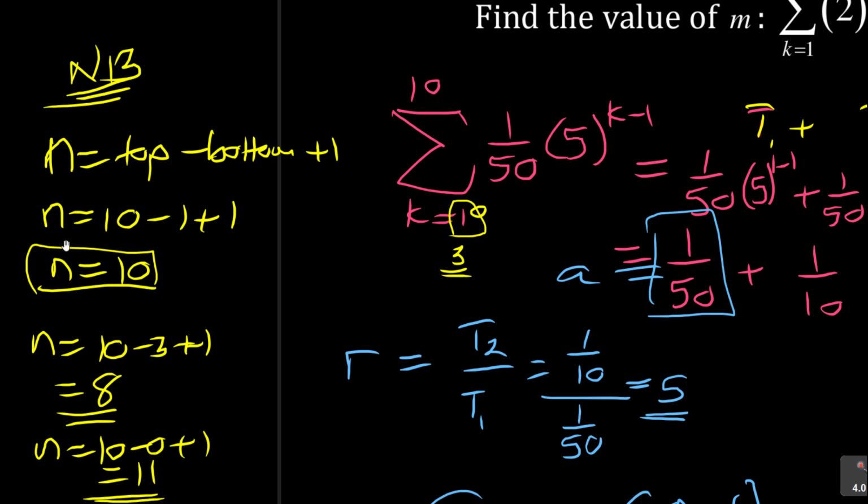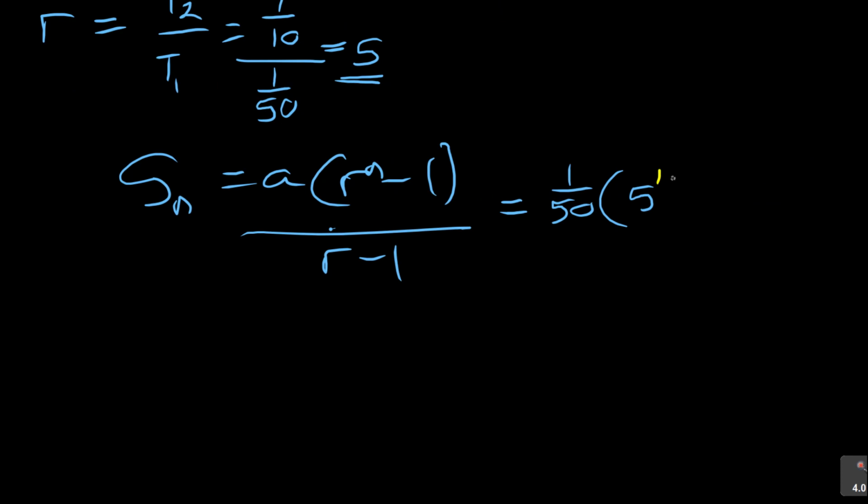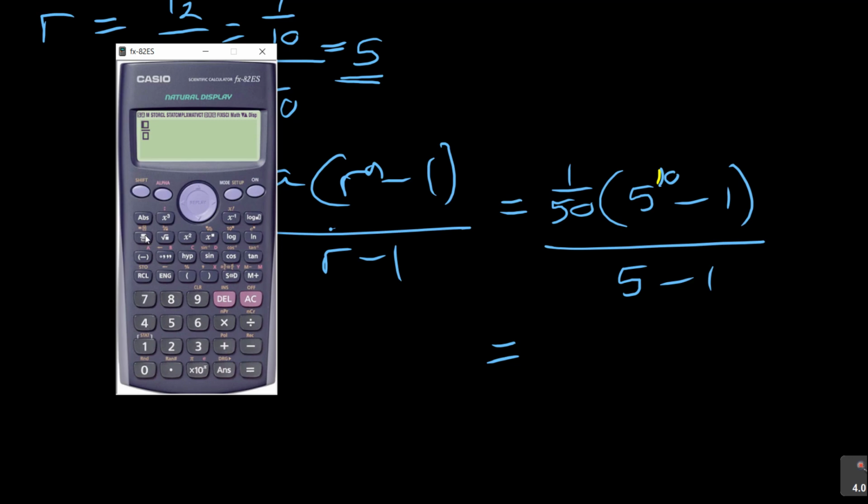Alright, so we can see that here our N is top 10 minus bottom 1 plus 1, which is 10. That's where now I will put my 10 there. Right, minus 1 over R, which is 5 minus 1. Then I can find the final answer in that scenario. Also be very careful how you do that. You see, that's why I put there 1 over 50. It's on top there. And then I put a fraction 5 to the exponent 10 minus 1 over 5 minus 1. Then you get this big answer.